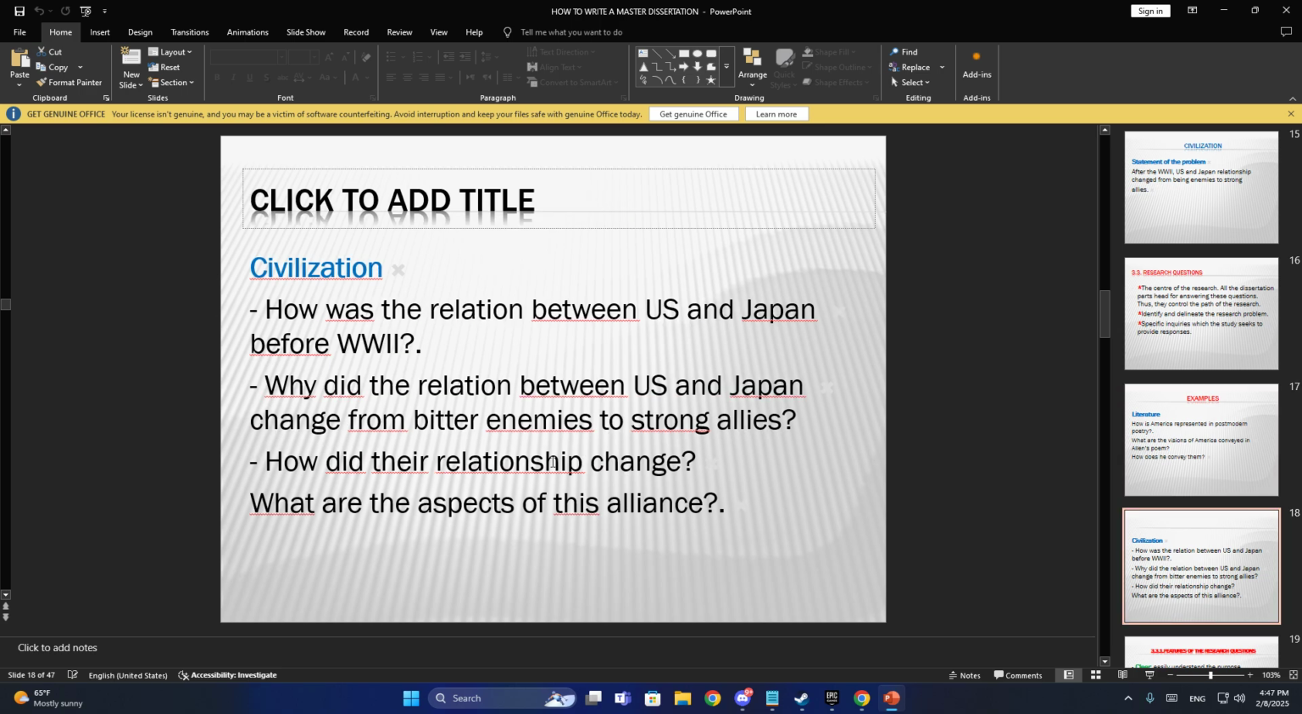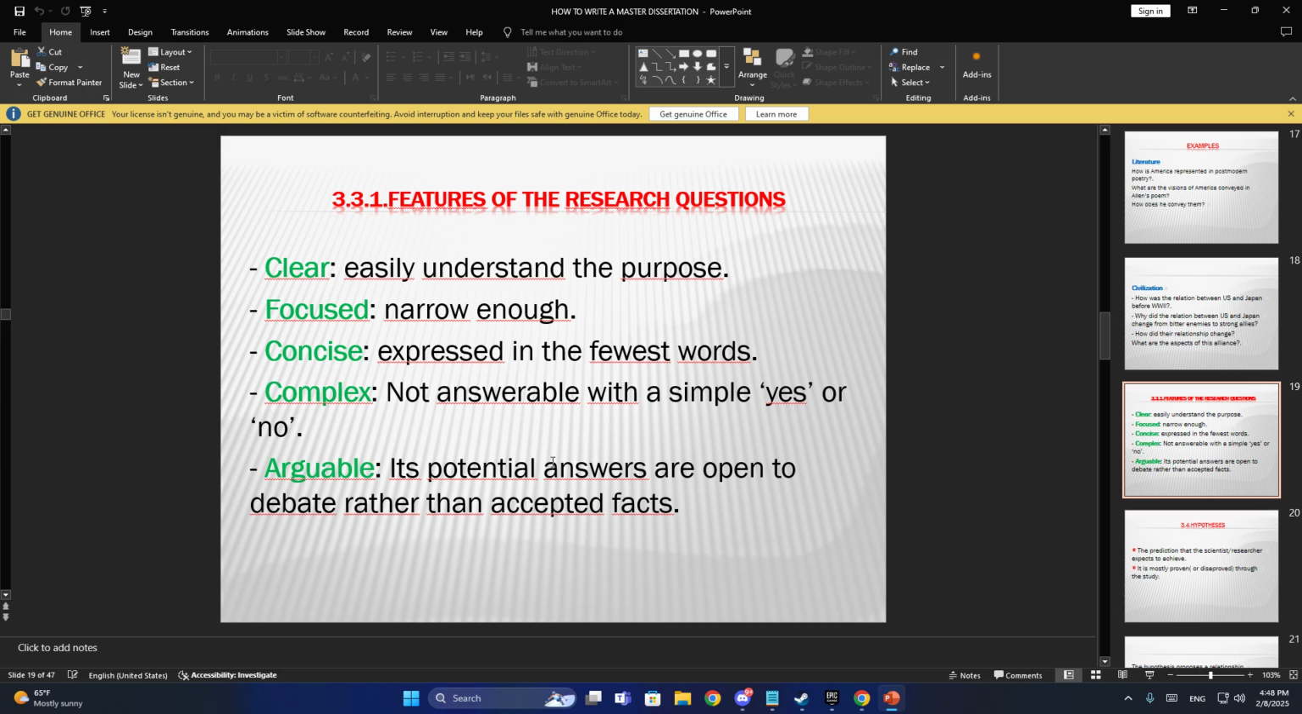If we take the topic of civilization, here you can ask the following questions that are, of course, to be answered throughout the dissertation. How was the relation between United States and Japan before the Second World War? Why did the relation between US and Japan change from bitter enemies to strong allies? How did their relationship change? What are the aspects of this alliance? My questions are very clearly defined.